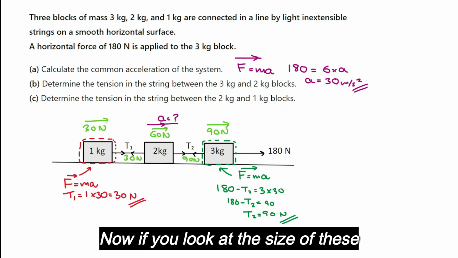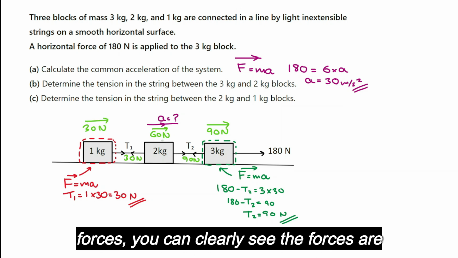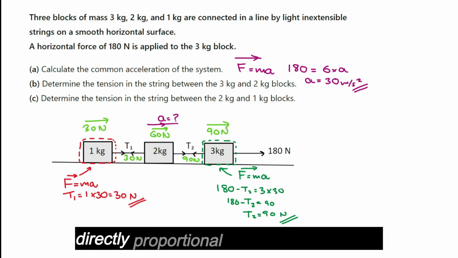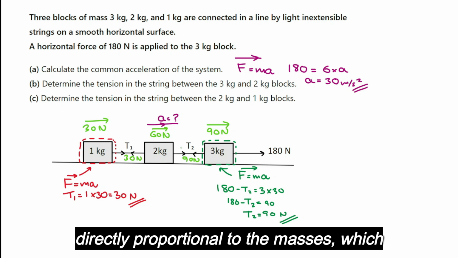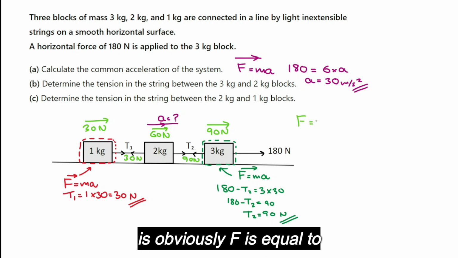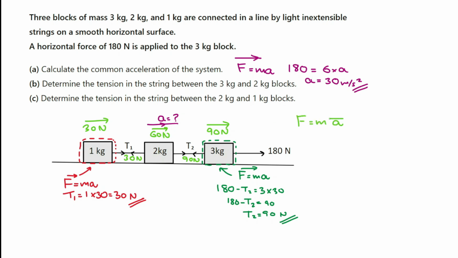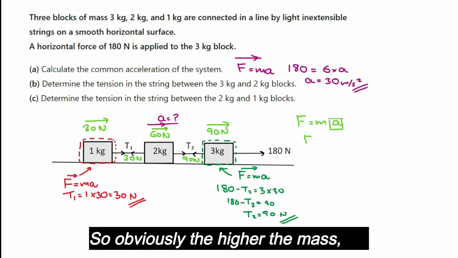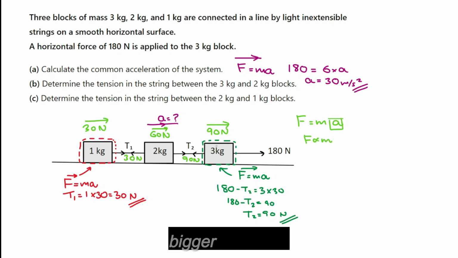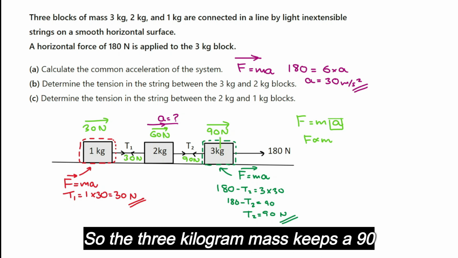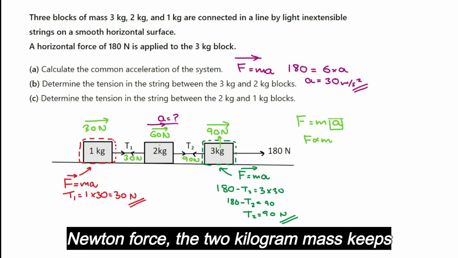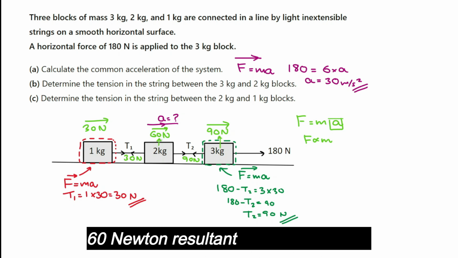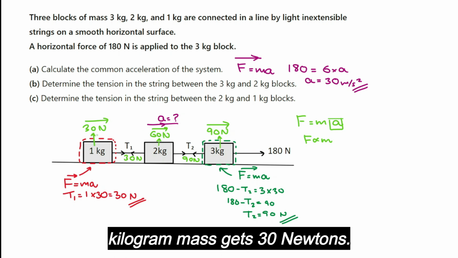Now if you look at the size of these forces, you can clearly see the forces are directly proportional to the masses, which is obviously F = ma, and a is constant. They all have the same acceleration. So obviously the higher the mass, the bigger the force. So the 3 kilogram mass gets a 90 newton resultant force, the 2 kilogram mass gets 60 newtons, and the 1 kilogram mass gets 30 newtons.